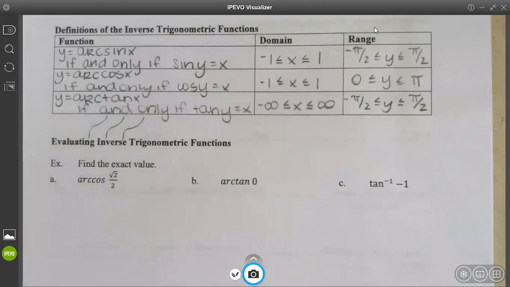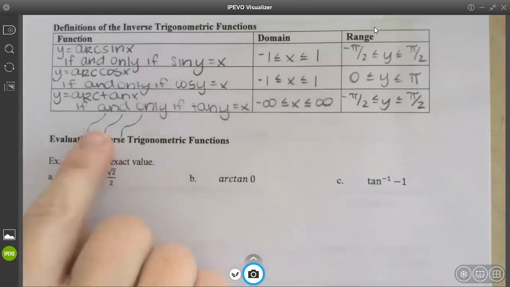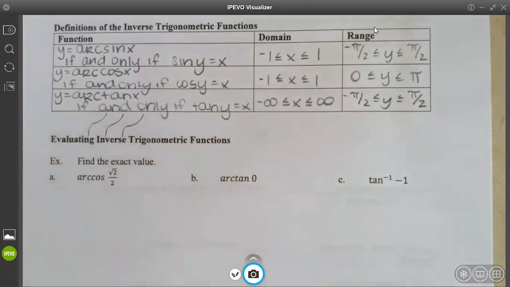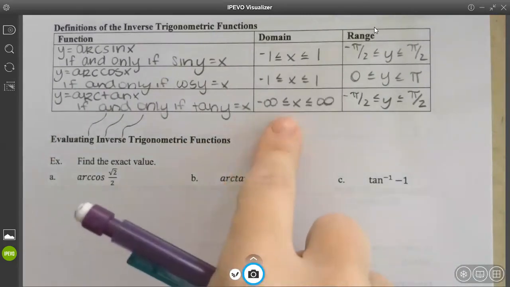What do you mean they switch? The domain and the range? Yeah, so here's your tangent. Your range was negative, that's top to bottom, bottom to top, negative infinity to positive infinity. So now you're turning it the other way. So it would be your domain goes from negative to positive.